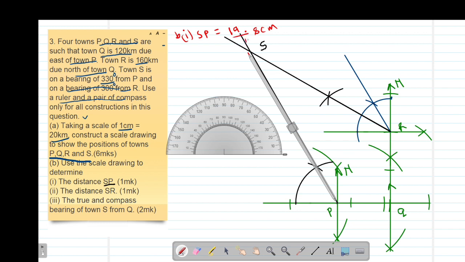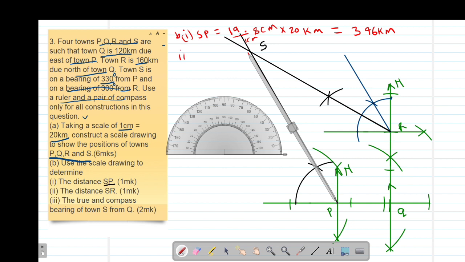So this will be over 1 centimeter multiplied by 20 kilometers. So the distance will be, you'll take 19.8 then multiplied by 20 kilometers, which is going to give us 396 kilometers. Then part B, that is B Roman 2 of the question.